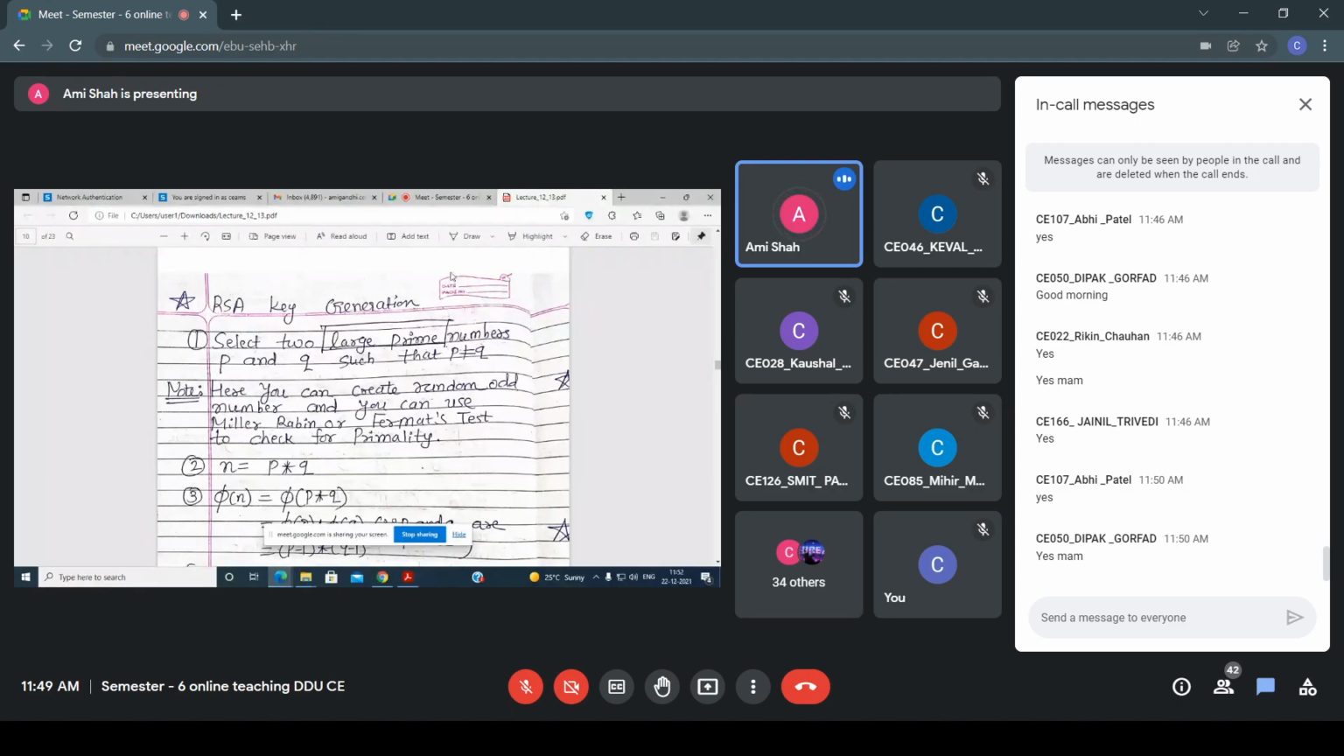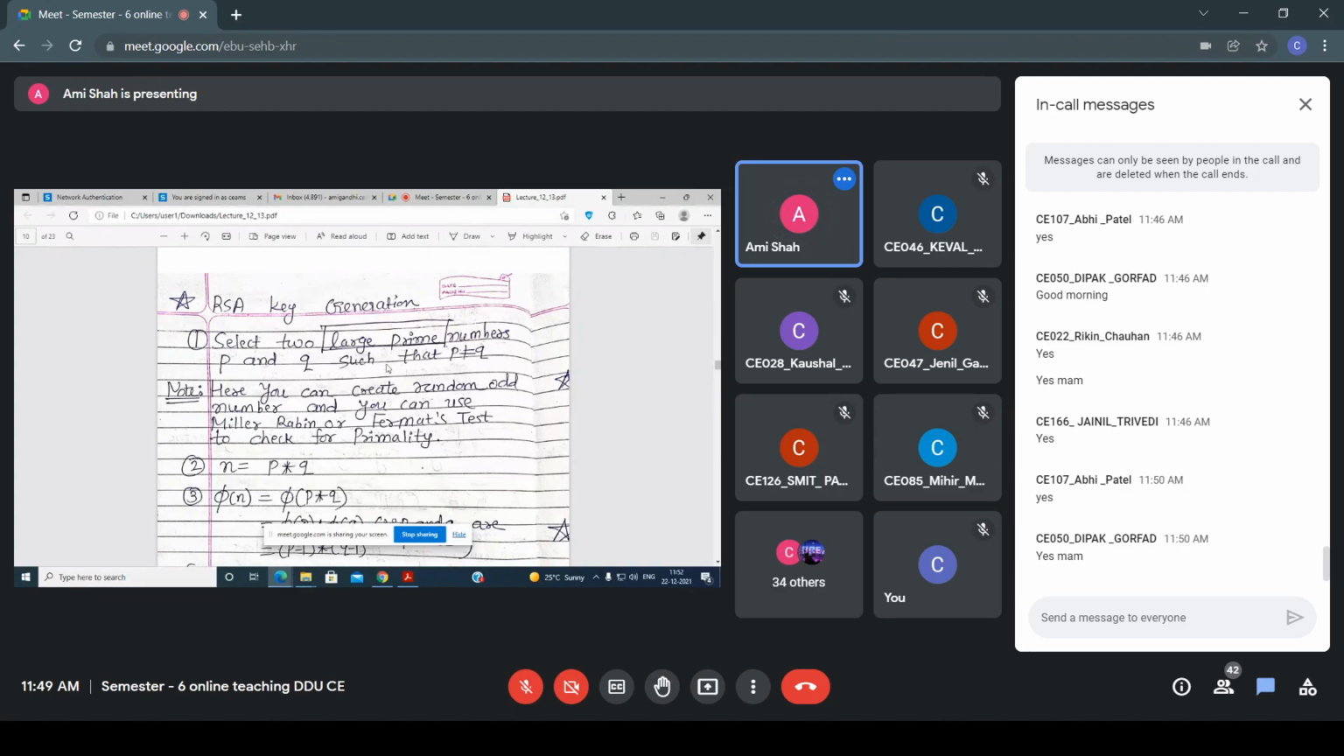Okay, so whenever the user enters any number, first of all, by using this algorithm you have to check whether the number is prime or not. Once the number is prime, then you can apply the RSA algorithm, right? So in this way, in the lab session you have to perform the implementation.